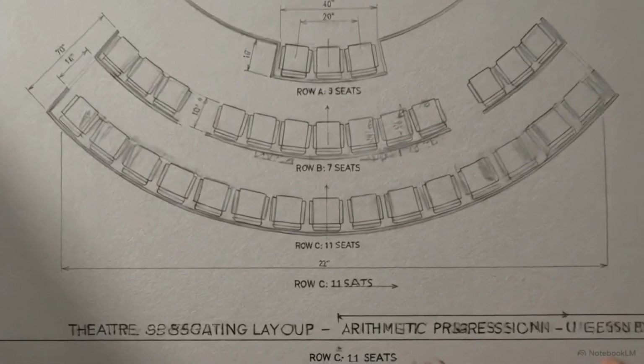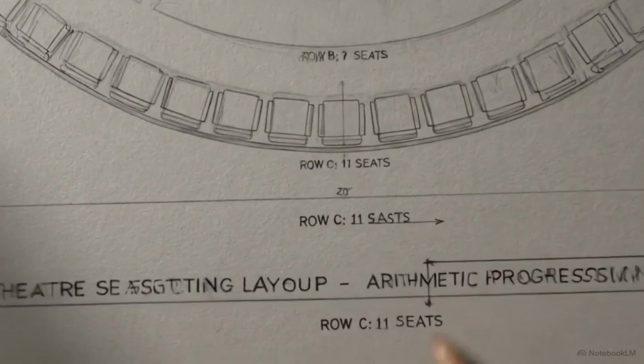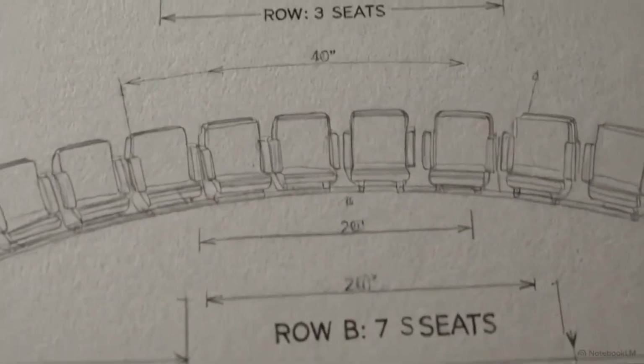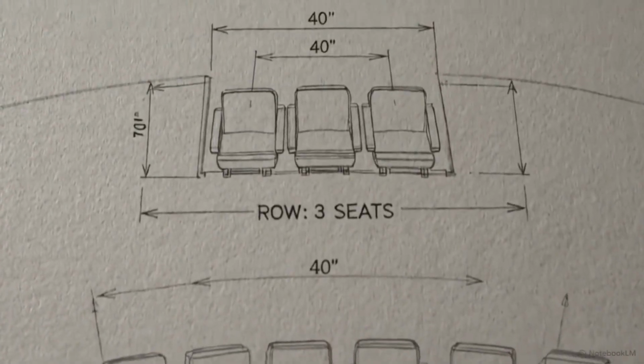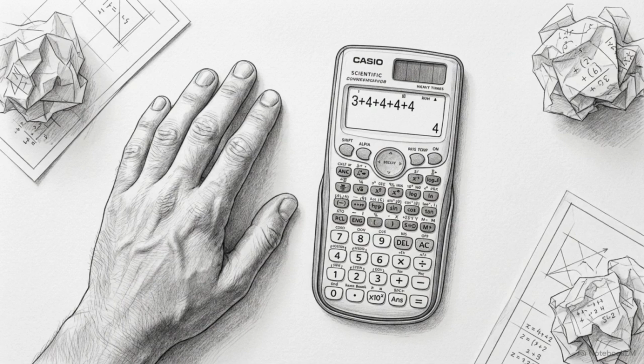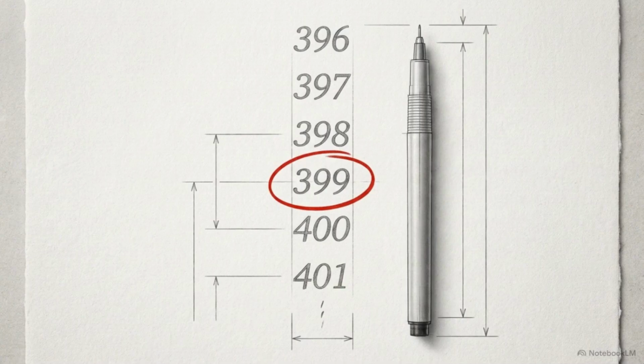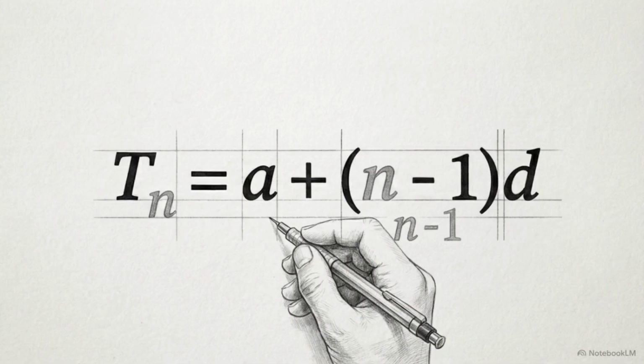This pattern is called an arithmetic sequence, a list of numbers where the difference between each consecutive term is constant. Instead of adding over and over, we can use a formula that acts as a shortcut. It lets us calculate any value in the sequence based on its position. Using this formula replaces manual counting with a single, direct calculation.